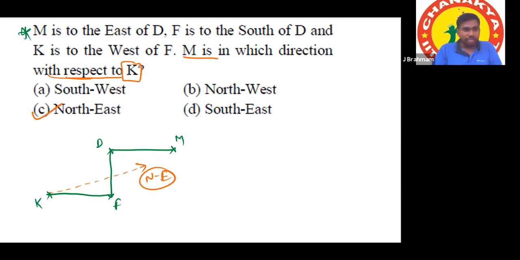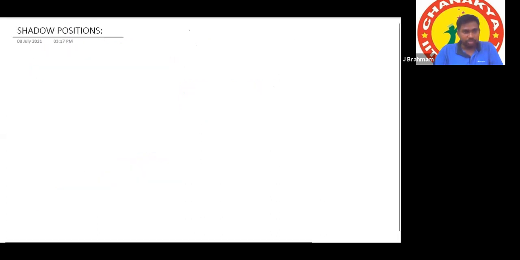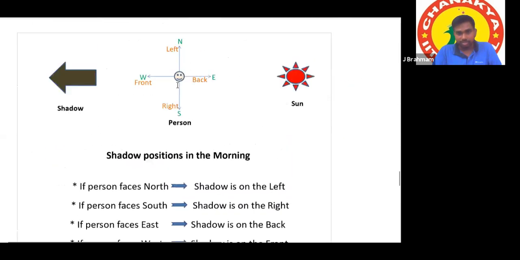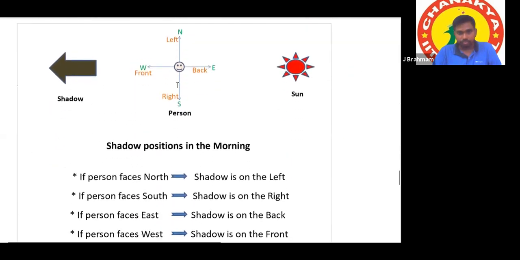Okay, so we are moving on to another type, that is shadows. Shadow-based problems. We'll see the shadows concept here. See, the heading is shadow positions in the morning. The person is here. Try to understand this. If you understand this, we can answer shadow problems without using pen and paper.